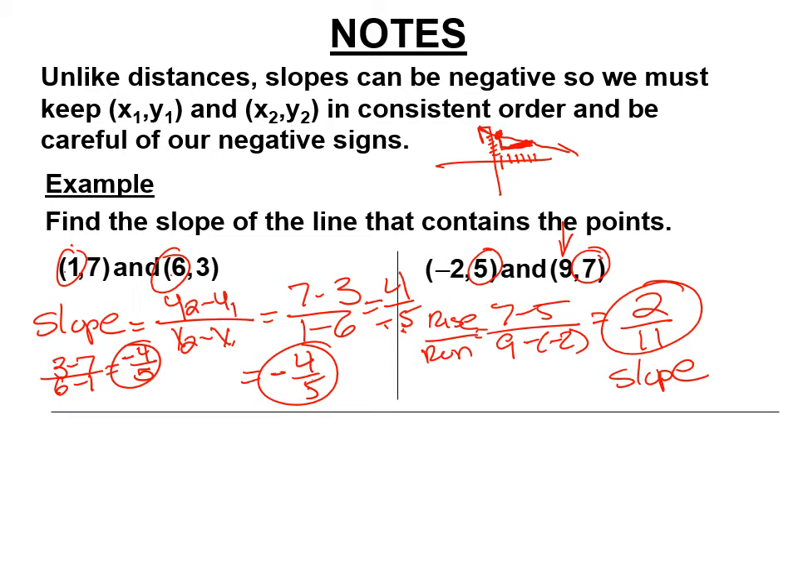And there's only one line that goes through those 2 points, and it's got a slope of 2/11. Try this one.